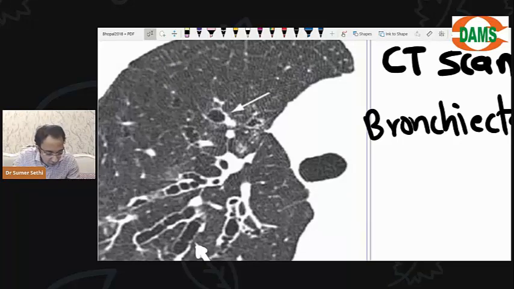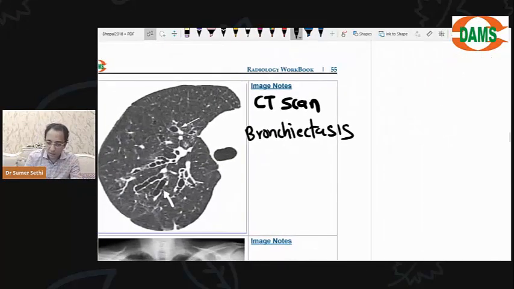Any one of you can tell me now, tram track appearance on skull X-ray. Anyone? Sturge-Weber syndrome. Remember we discussed in the last class Sturge-Weber syndrome. And let's see if you remember.